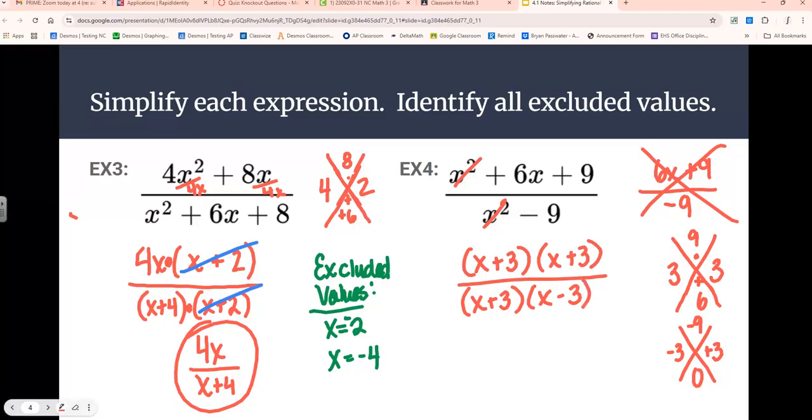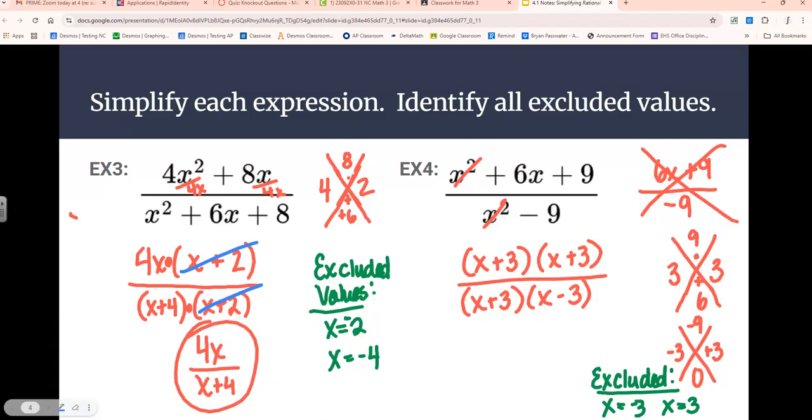Do your excluded values before you cancel. So here, I'm going to have to run out of room. Let's see, Sophia, what would give me a 0 right here for that x plus 3? Yeah, and really both of them are answers depending on which factor you're looking at, right? That first one would be a negative 3, and the second one would be a positive 3. So those are our excluded values.